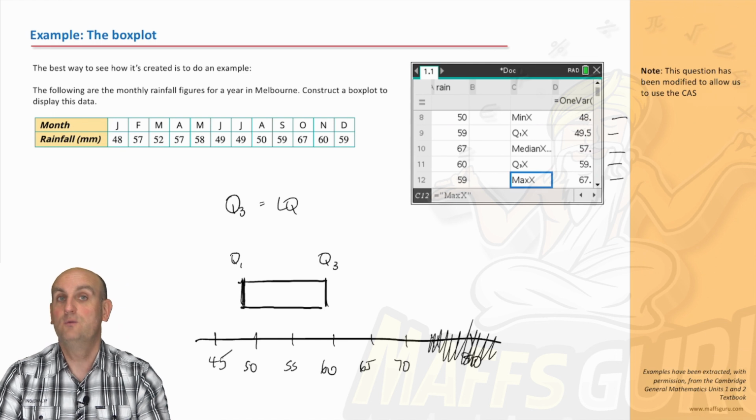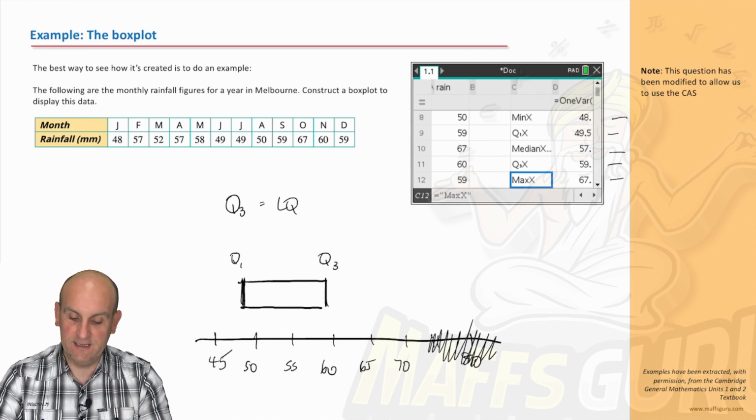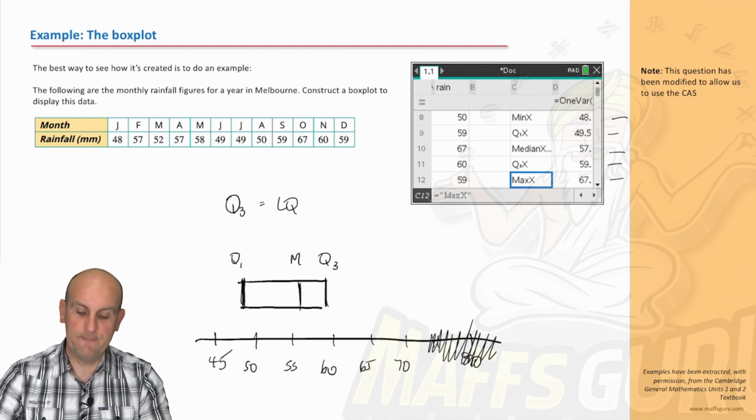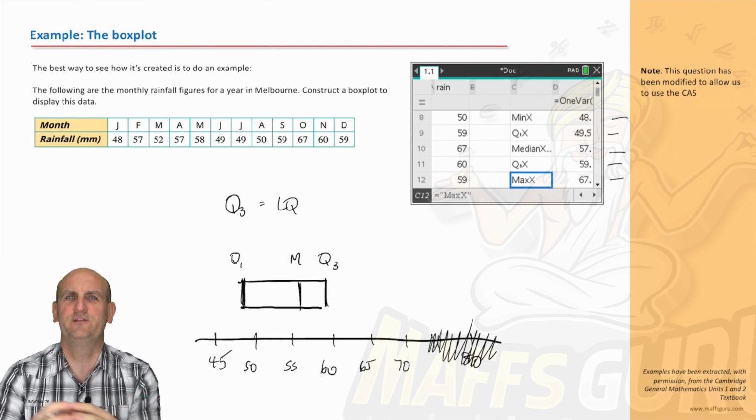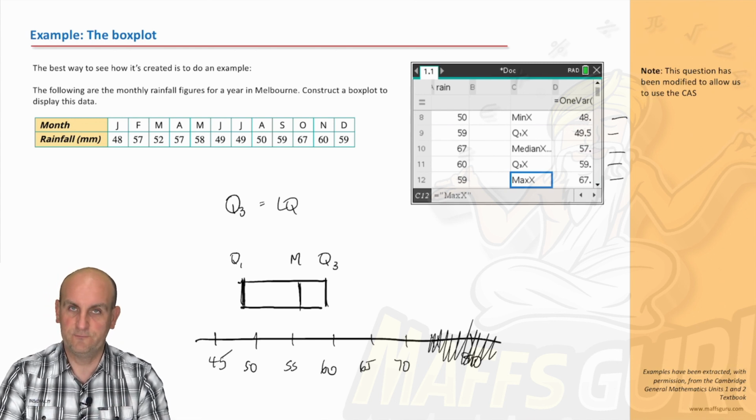What do I do next? Well, generally speaking, I would do my median next. My median is 57. So I'm going to go to 57 and draw a vertical line. And then I'm going to put my M there. Now again, some exam questions ask you to do the numbers, others ask you to do the letters, others don't even want the letters on there at all. So be guided by the question. I'm just doing it now for sort of clarity.